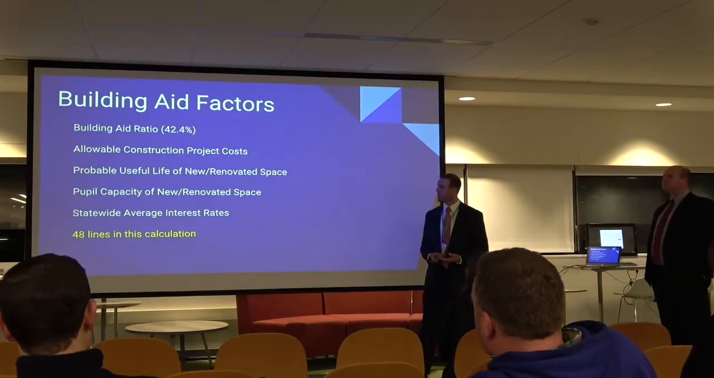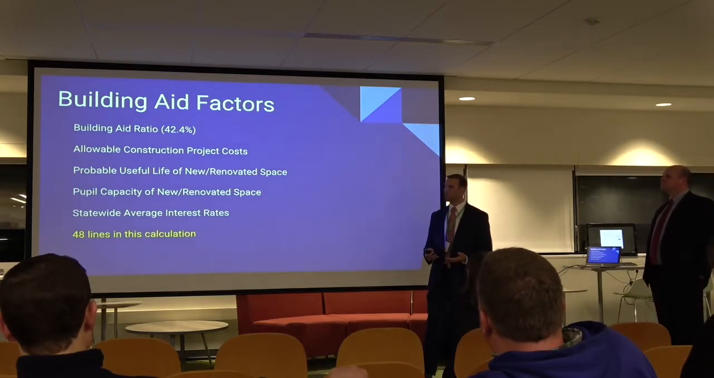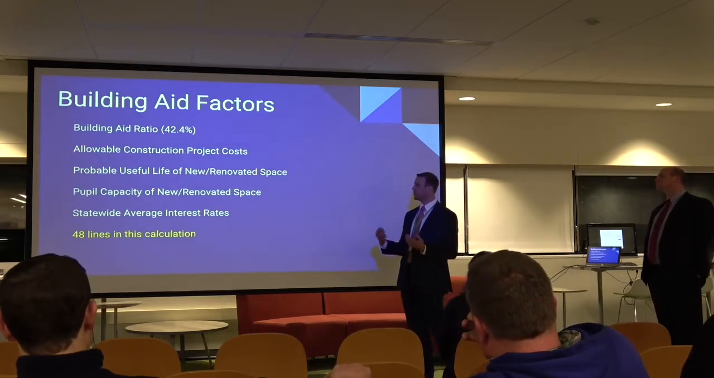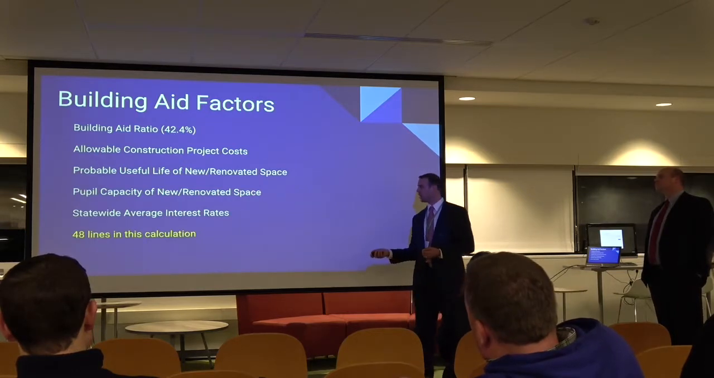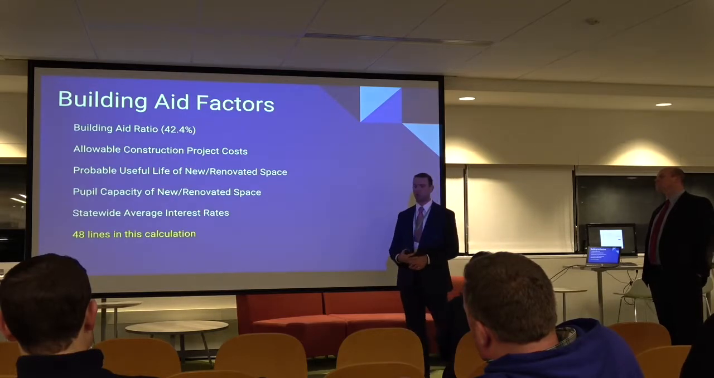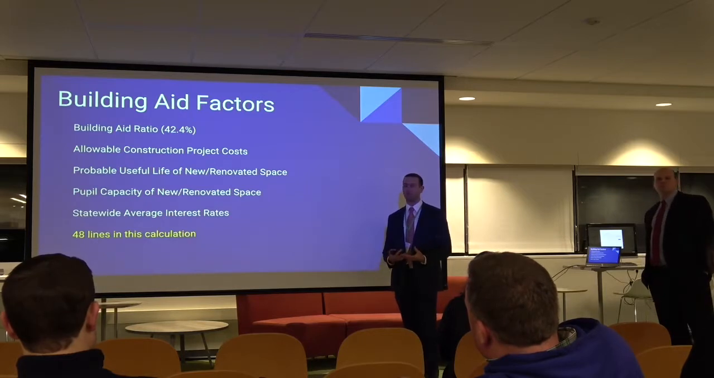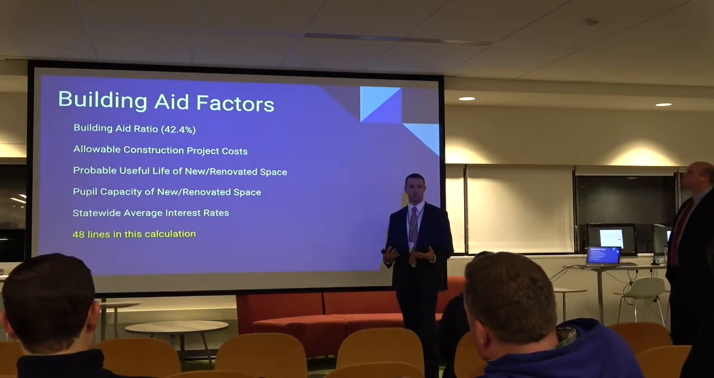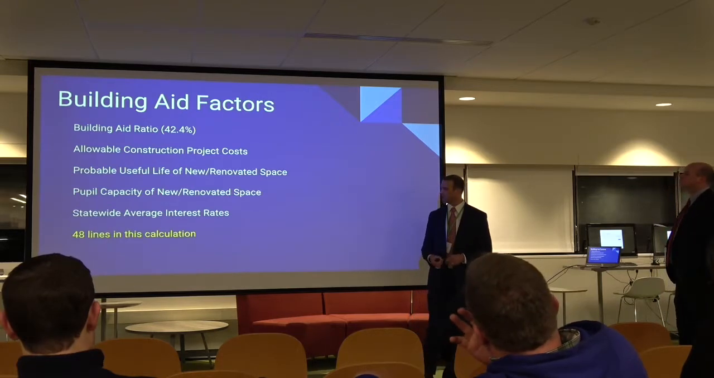The reimbursement is spread out over the life of the project. So if it's a renovation project, it's typically 10 to 15 years. If it's a new building, a new space, it's typically 20 years. It also takes into consideration pupil capacity of the new or renovated space. So if you have significantly declining enrollment, the state will not reimburse you for the construction of a new school building. Statewide average interest rates also factor into this category.